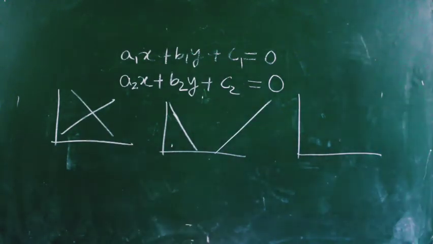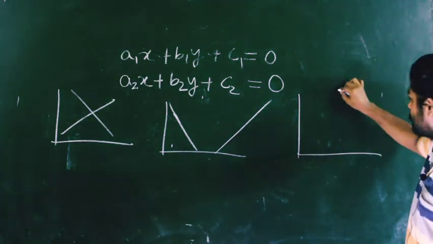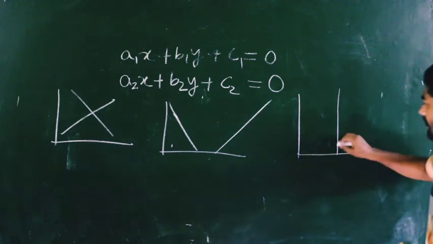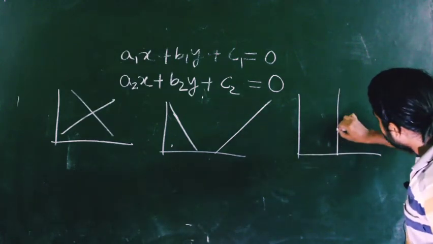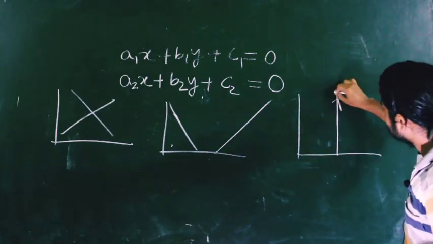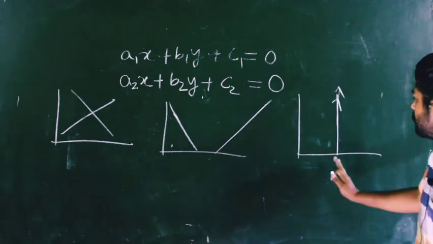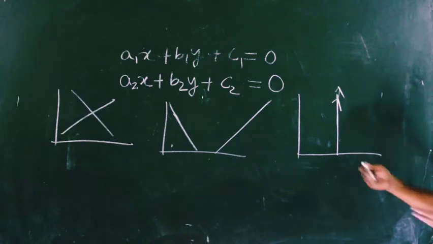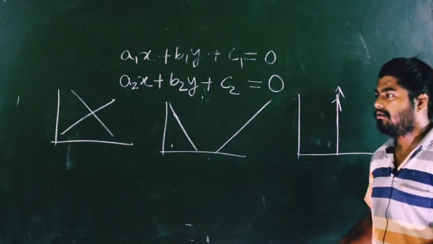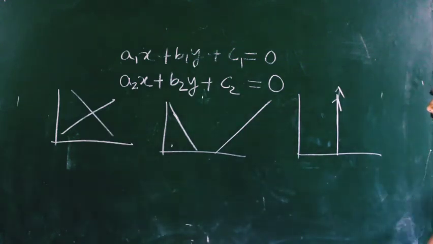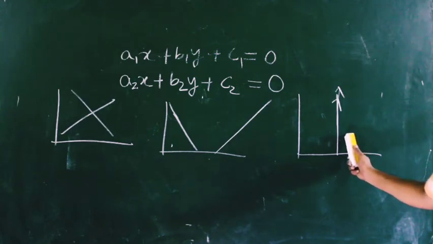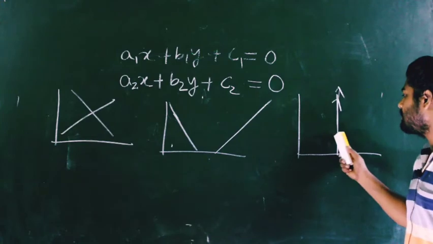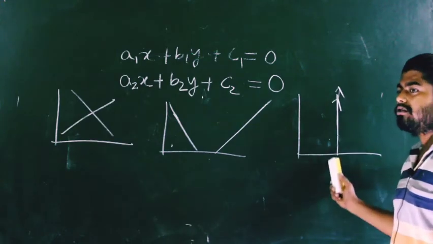So for many solutions, if this is a line and another line is at the same place, the 2 lines merge into each other. So we can say that these 2 have the same values for every x and every y. For any x you will get y, and for the other line also, the same x, same y.